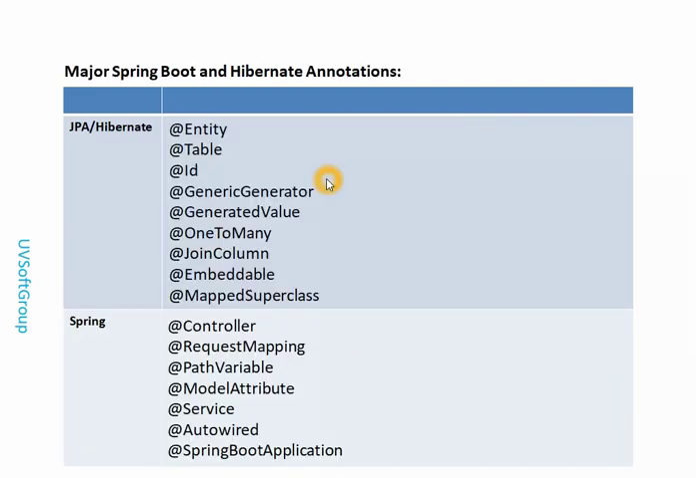So here are the major annotations for Spring Boot and Hibernate, which I'm using in my project implementation. Entity, everybody knows the entity and tables, ID generator, generated value, one-to-many relationship mapping, and then on the Spring part, the controller, request mappings, path variables, model attribute, service, autowired, and Spring Boot application. These are the main annotations for the implementation. And I will show the detailed information when I do the implementation.